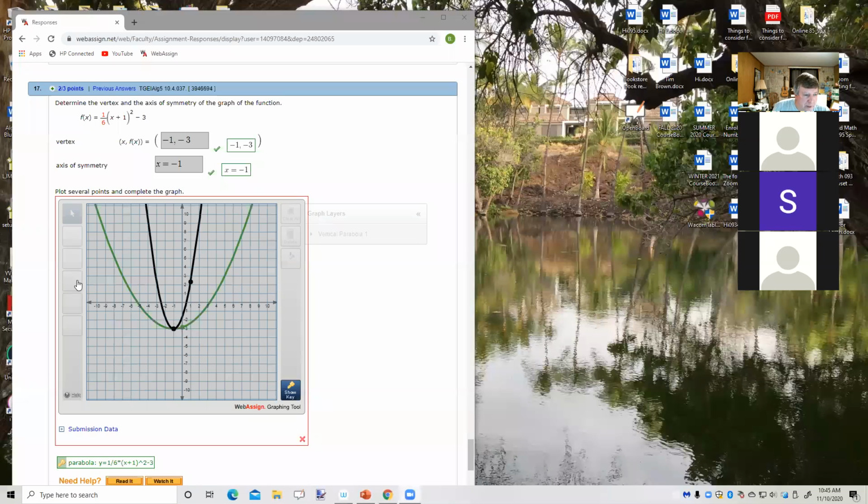I'm going to again start my graph. I'm going to plot the vertex at negative 1, negative 3. Now let's see, negative 17/6 is almost negative 3. So I might come over here and plot negative 3, or at least a little bit above it. Okay. Then I'm going to go over here and I'm going to change my second ordered pair. I've got negative 1, negative 3 here. And then my second ordered pair would be 0, and then here, negative 17/6.